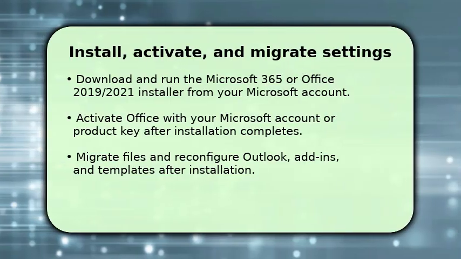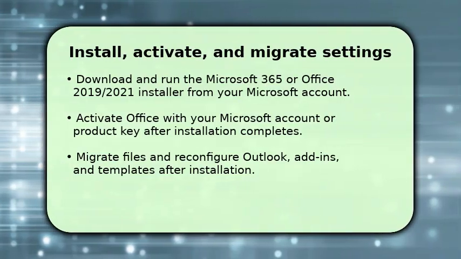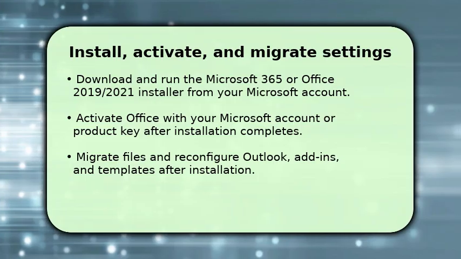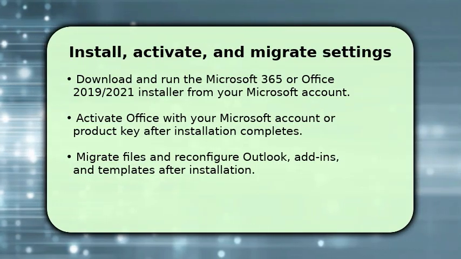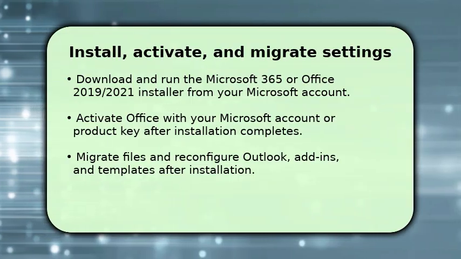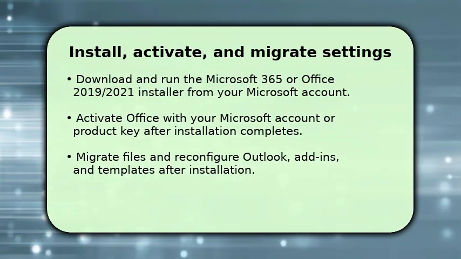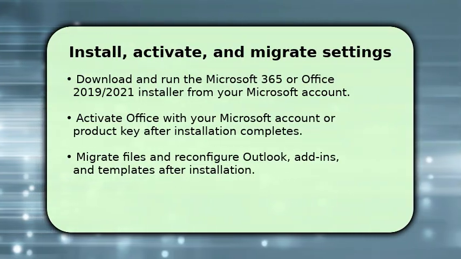Sign in to your Microsoft account and download the correct Office installer for your purchase. Run the installer and follow prompts to choose 32-bit or 64-bit installation and install location. After installation finishes, sign in or enter the product key to activate Office.